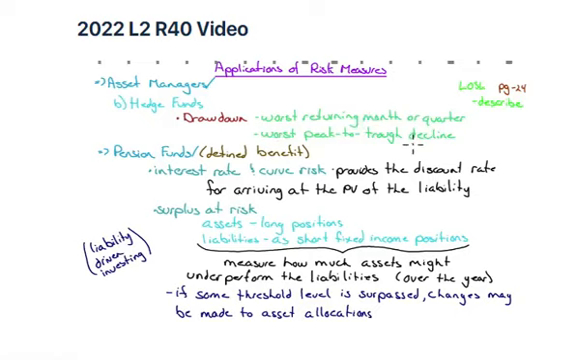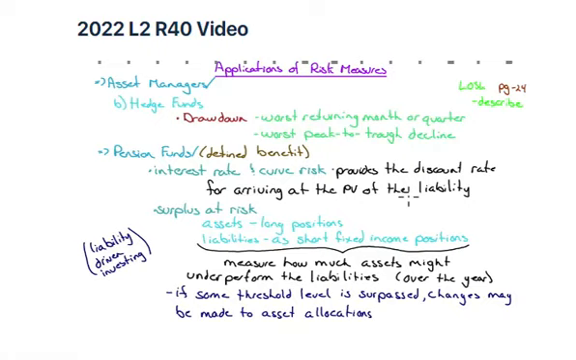Pension funds, and we're just going to focus on defined benefit pension. Interest rate and curve risk provides the discount rate for arriving at the present value of the liability. So what would make the liability bigger? What would make the pension obligation worse? Interest rates dropping, because if rates are dropping, your discount rate is dropping. If your discount rate is dropping, the present value of those obligations is higher. Suddenly we have a problem. So with rising interest rates, the present value of pension obligations actually gets lower.